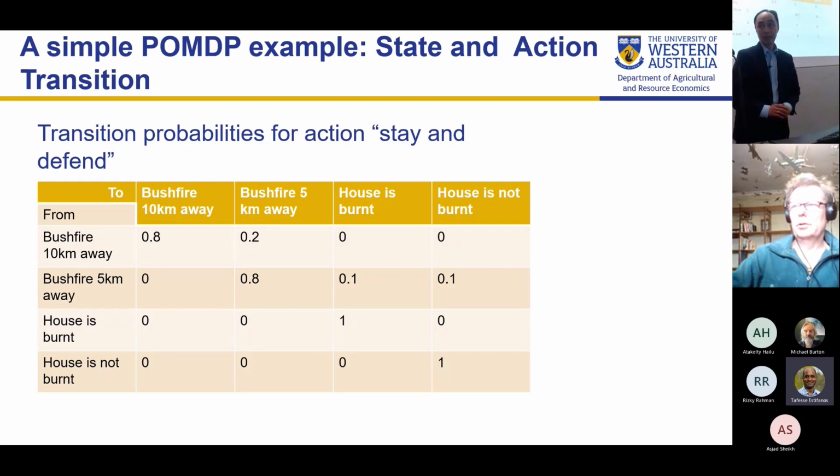Can I just ask, the house is not burned? What's the assumption about where the fire is? Is that you assuming that the fire is close to the house then, or is it this one or this one? The bottom one. No, here we assume the fire is far away from the house, more than 10 kilometers. Yeah, okay.